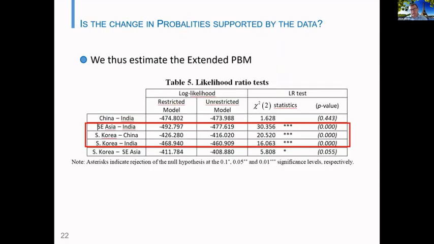And so when we look at that, we use the extended parity bound model, whereby we allow for a sudden shift in probabilities and test for the validity of the unrestricted model. We found that the likelihood ratio test for the null assumption of no change in probability is firmly rejected for most of the pairs, meaning Southeast Asia and India, South Korea and China, South Korea and India. We have a firm rejection of the assumption of no change in probabilities. Whereas for China and India, in fact, it seems that nothing happened, and the assumption of unchanged probability during the whole observation period seems to be valid.